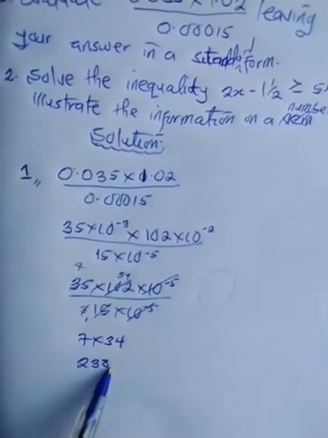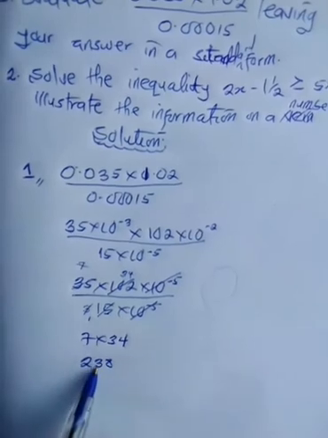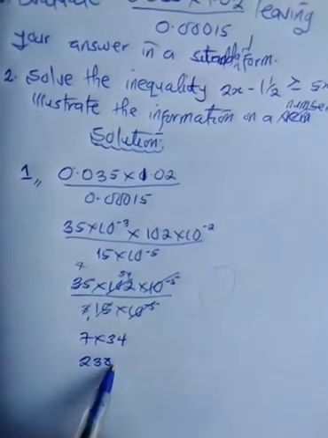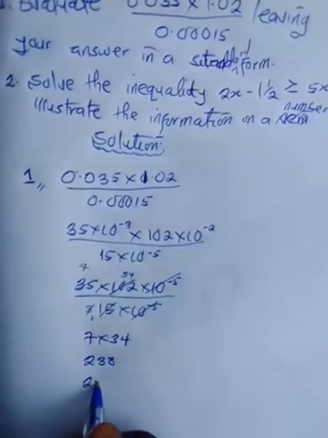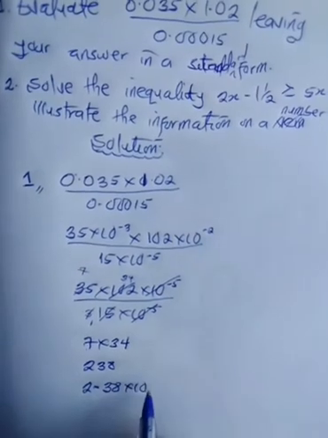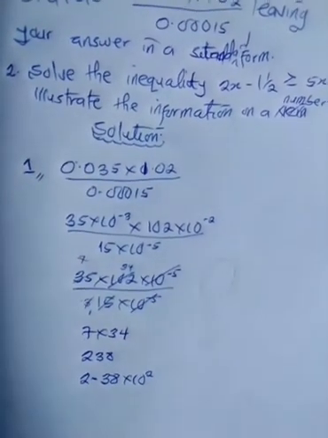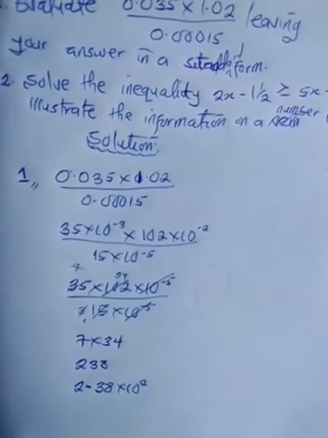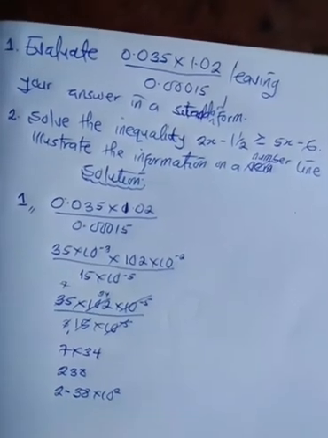If I want to change this one to standard form, what will I do? From the start, I told you when you are coming this way, it's positive. When you are going this way, it's negative. This one, the point is here. So when you come 1, 2, I have 2.38 times 10 to the power positive 2. This time it's not negative because you are moving from right to left. So that's the solution for question 1.